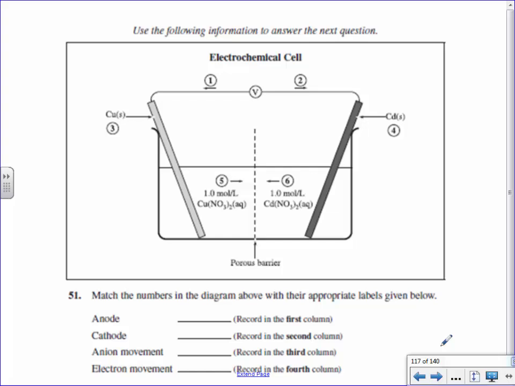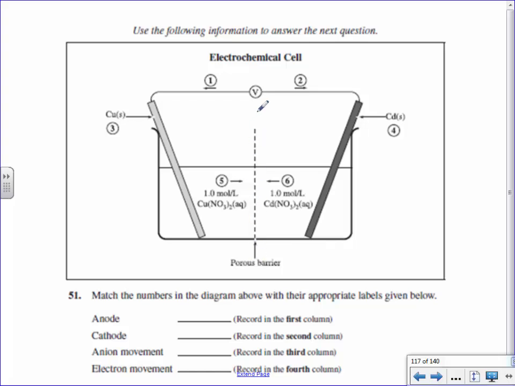Okay, so here's a common thing they're going to do. They're going to give you a picture. It's going to be pre-labeled, and you have to just interpret what's going on. So I'm going to look at what's going on here. We've got some copper nitrate, we've got some cadmium nitrate. And we've got to figure out these following 4 things. 1, who's the anode? By the way, the anode has got to be either 3 or 4. Does that make sense? Who's the cathode? Well, whichever one I don't pick is the other one, right? Anion movement is either going to be this way or this way.